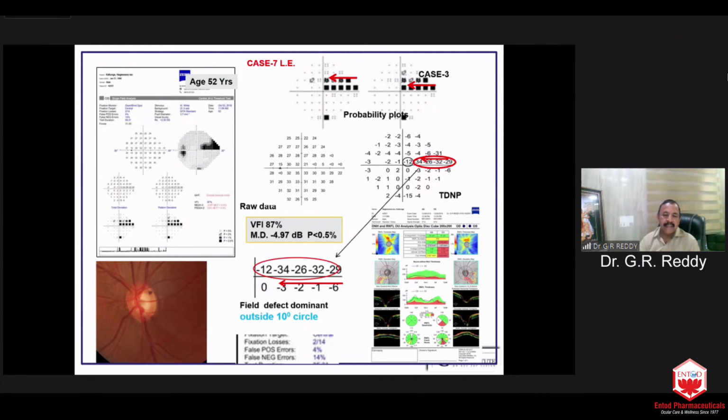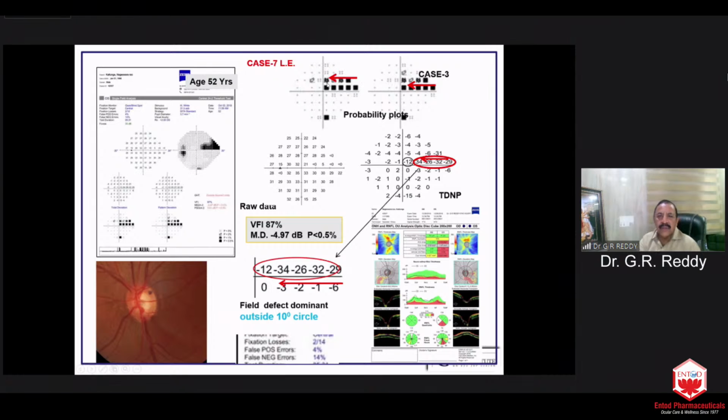Once it is an established case of glaucoma, our aim is to set the target IOP. I told you the minimum 5 things. What is the depth of the field defect? What is the location of the field defect? What is the direction of the field defect? How is the foveal status? All these things should be considered to set the target IOP.